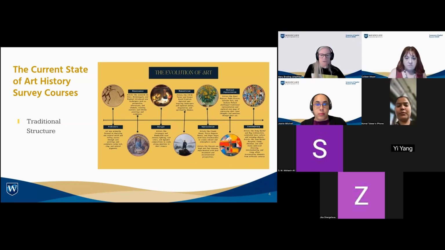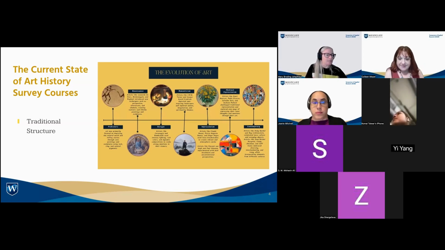Western Europe remains the focus from the Renaissance through the Neoclassical period, roughly the late 18th century, when we have the American and French revolutions, when the United States is also included. The focus on Western Europe and the United States continues through the contemporary day.